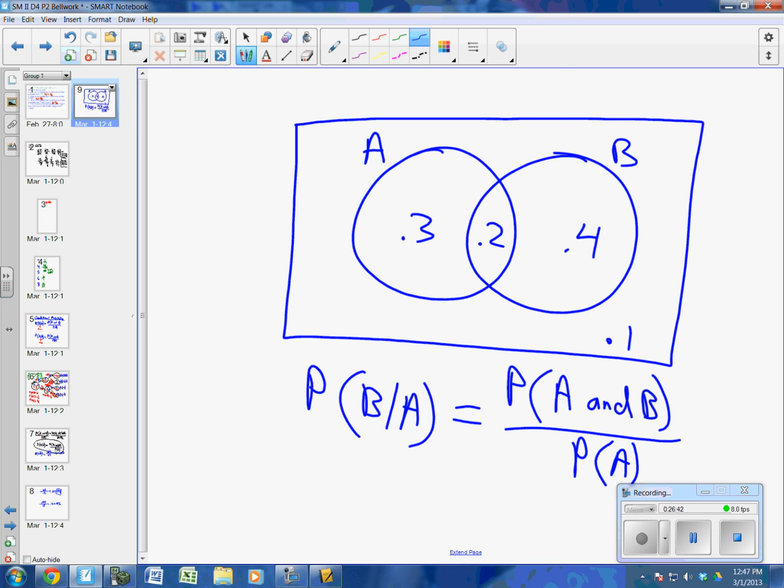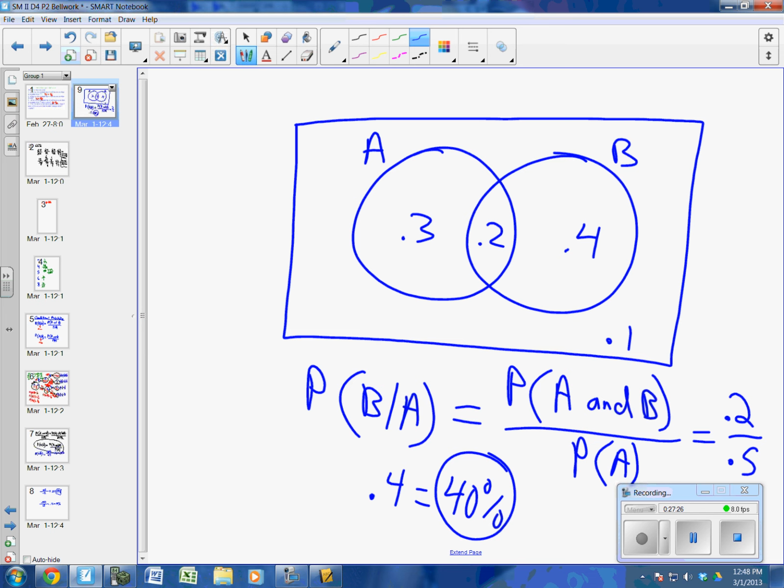How much is that going to be? 0.5. Why? Because everything in A is 0.3 plus 0.2, which is 0.5, right? So my bottom number is 0.5. A and B is the intersection of those. What's the intersection? 0.2. Now this is going to tell me the probability that B is going to happen given that A happened. Well, what does 0.2 over 0.5 come out to be? 0.4, which is 40%, right? That's the chance right there.